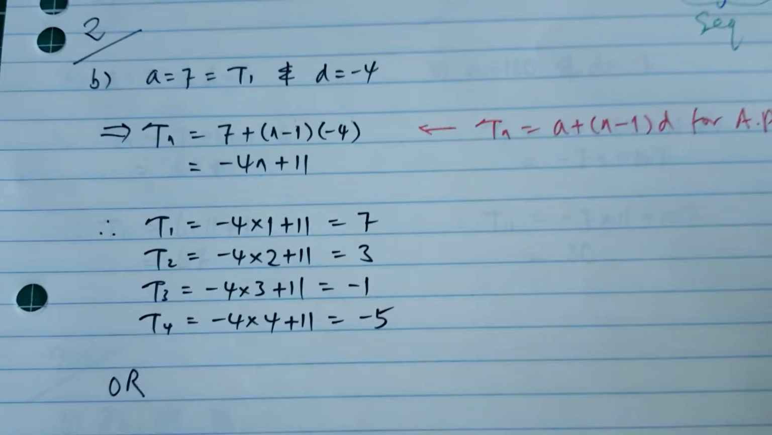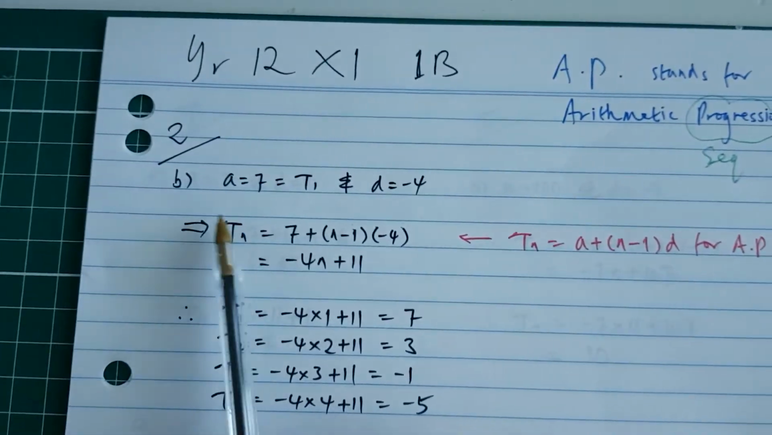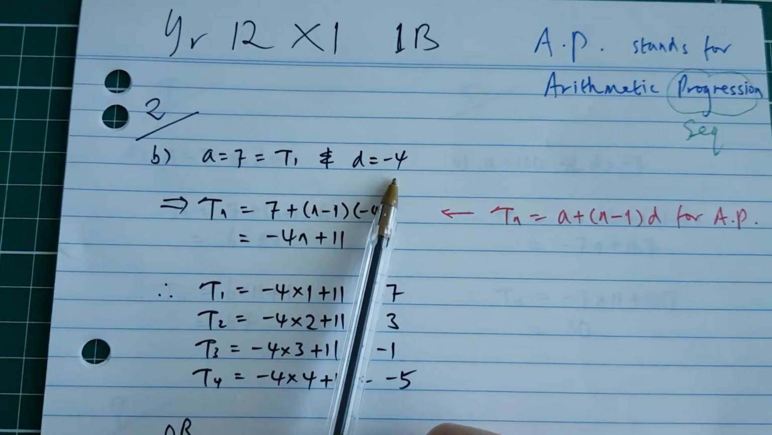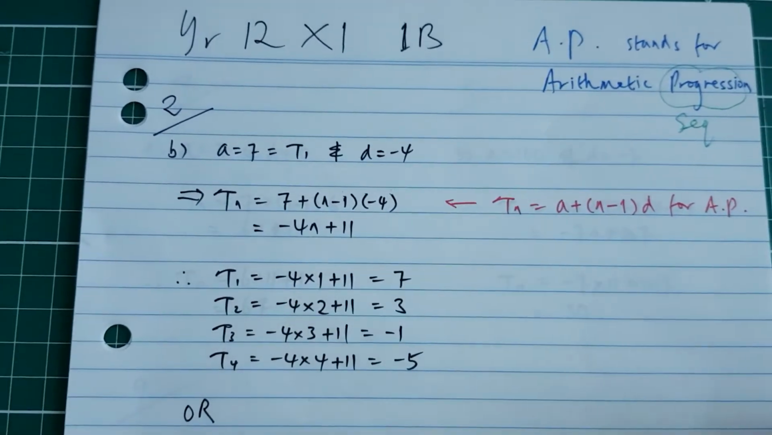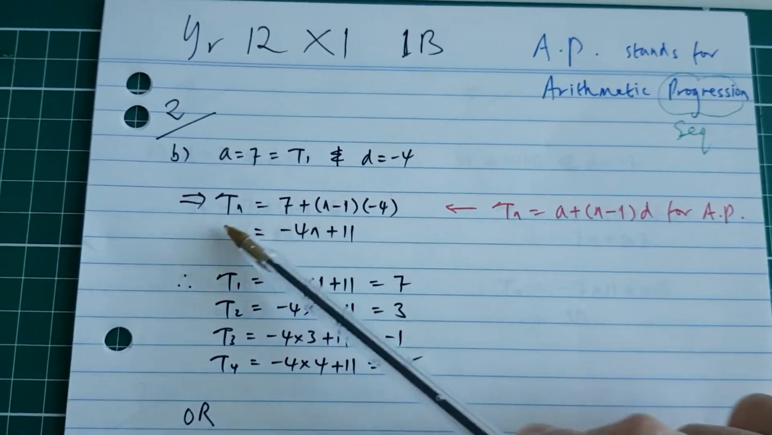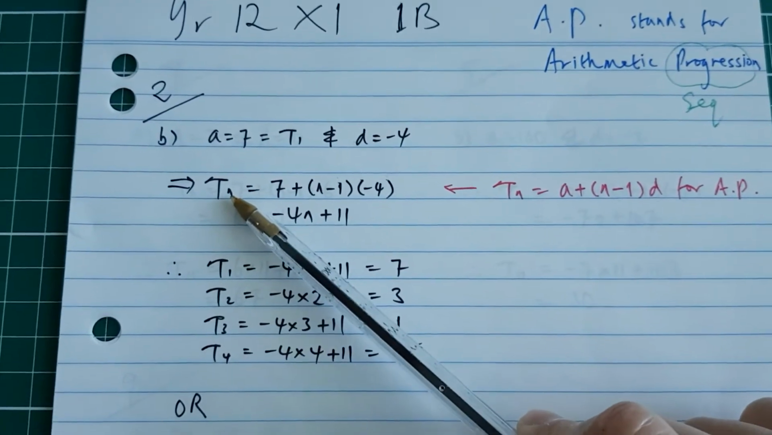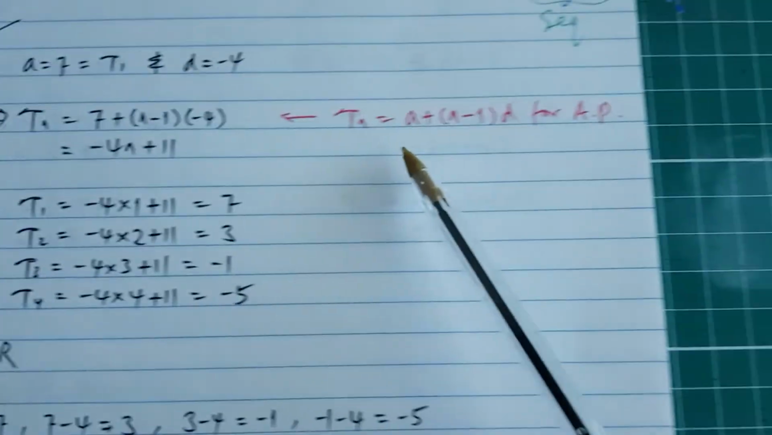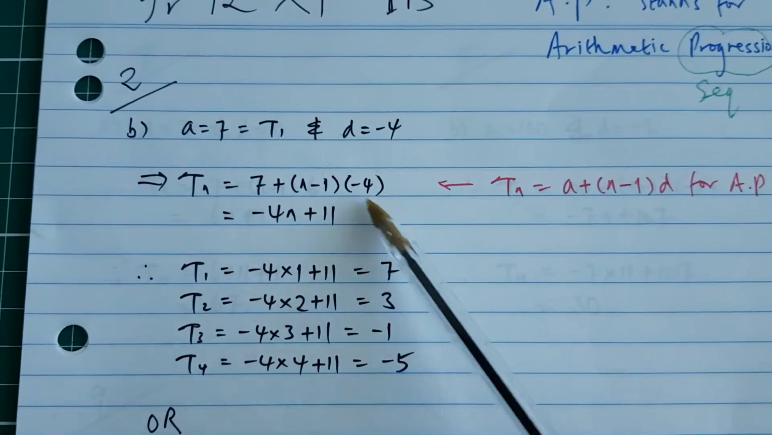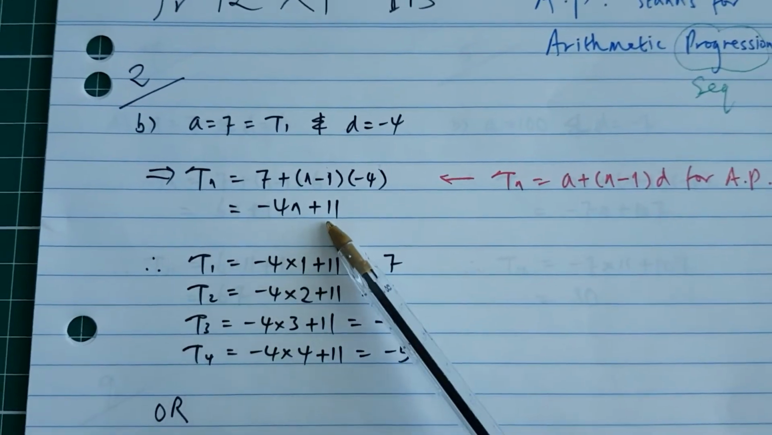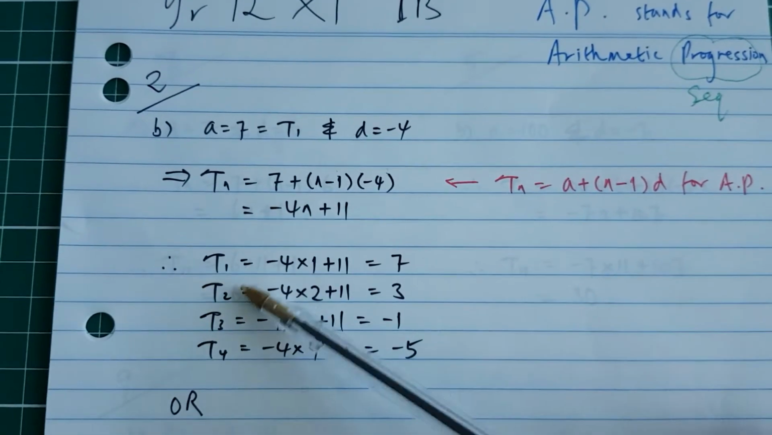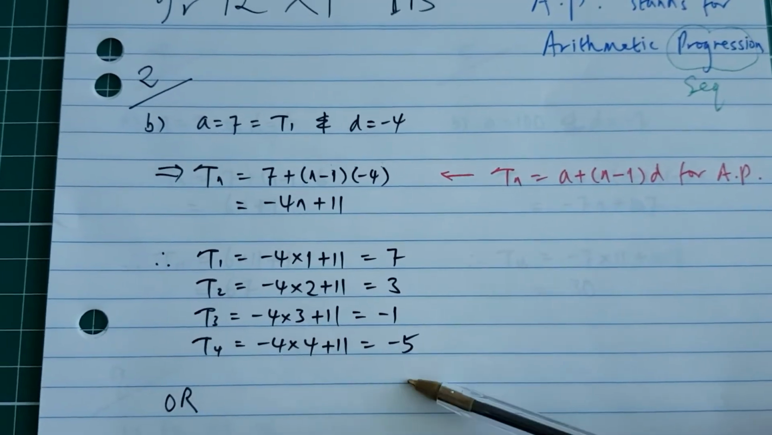Okay, so question 2. You were told that the first term is 7 and the common difference is -4. To generate the first 4 terms, the first method is you can write down the general formula for that particular sequence, which is the AP. So therefore you can use that formula. Then you do all that, and you get the nth term. Then you substitute n equals 1, 2, 3, and 4 to generate all of this.